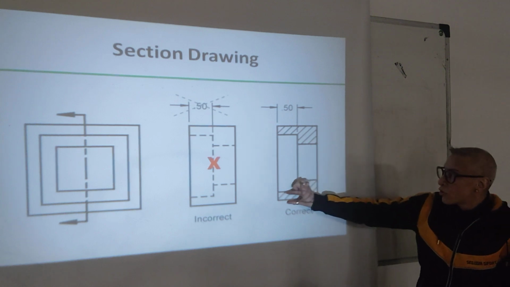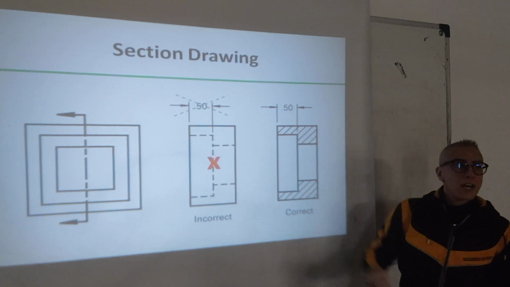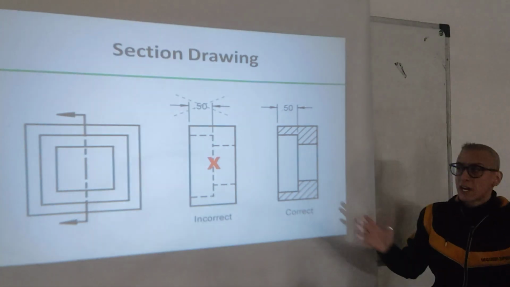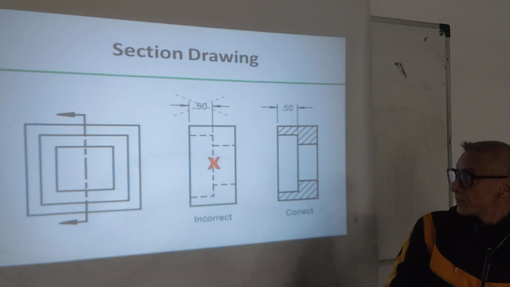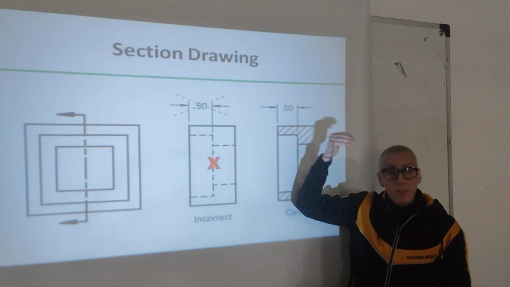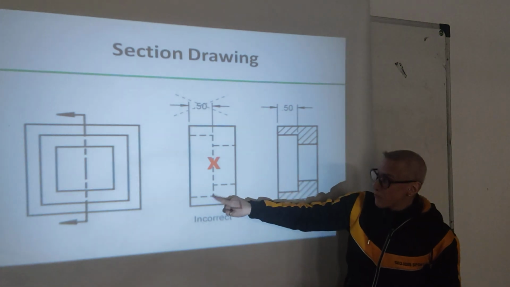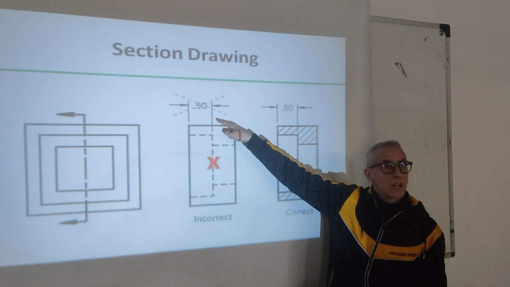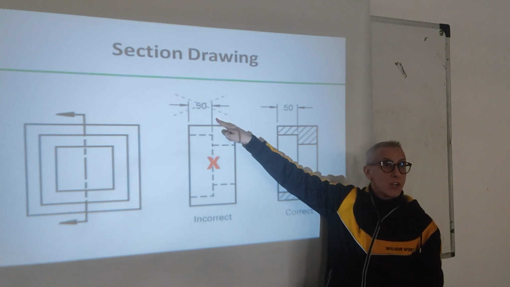And where is the solid material? You put the other lines at 45 degrees. This is for the general material or cast iron. Remember what we explained before in the past? That if you have, for example, hidden lines, you cannot put a dimension on the hidden line. So that's also wrong, okay?